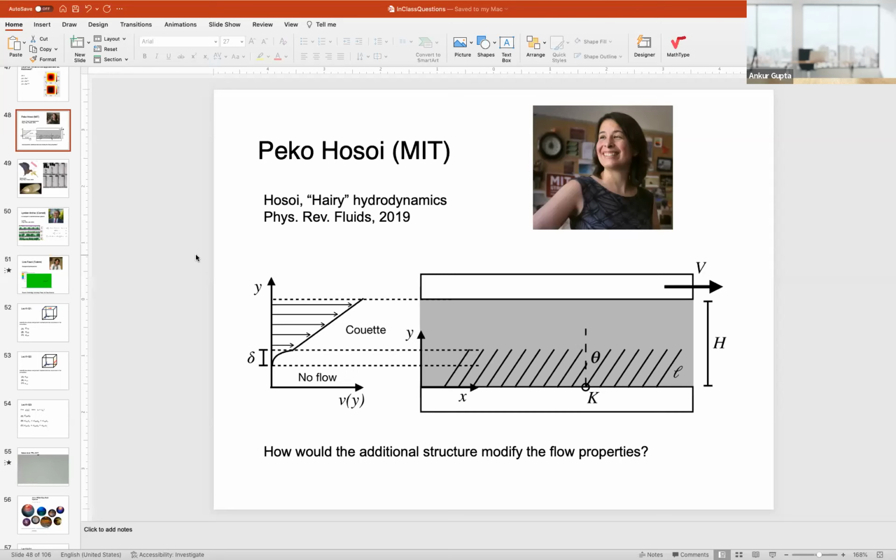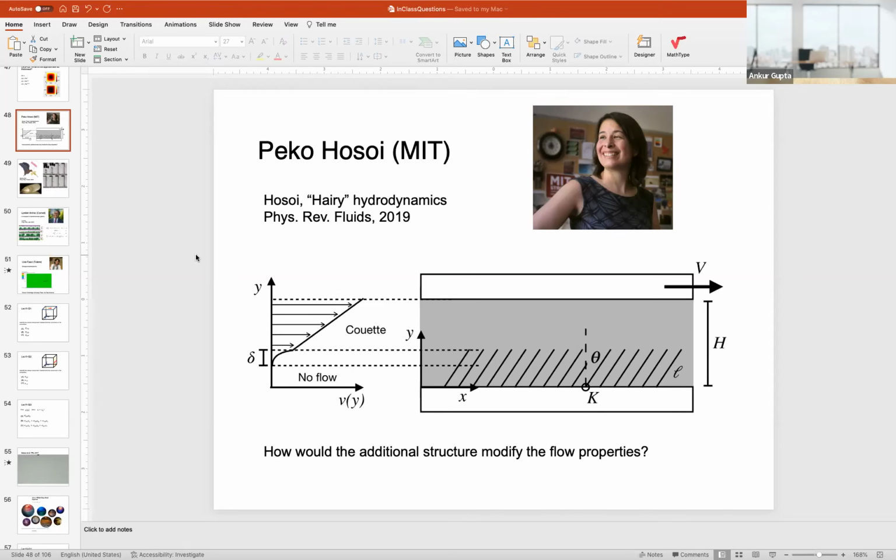So what you see here is Professor Pico Hosel from MIT. She's really a leader in thinking about fluid mechanics in what she calls hairy hydrodynamics. Basically, it was inspired by organisms which have hair over their body. When you flow something on top of it, because of the presence of this hair, you will have different flow patterns. We will cover this in class, and you might have seen this in undergrad.